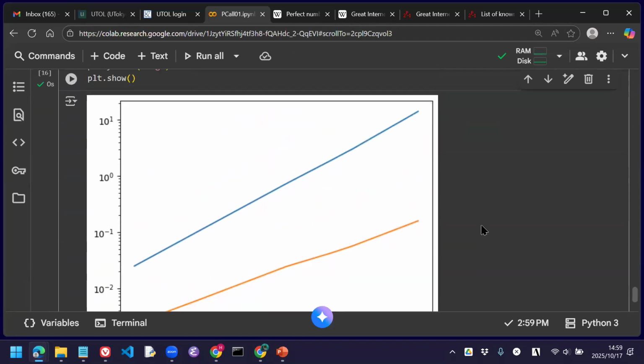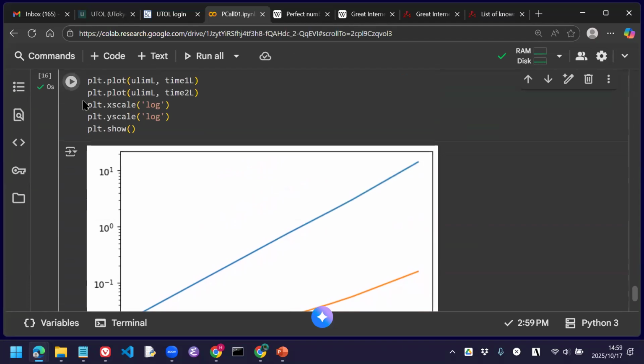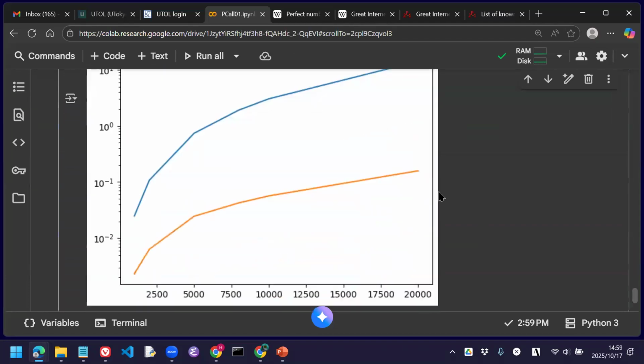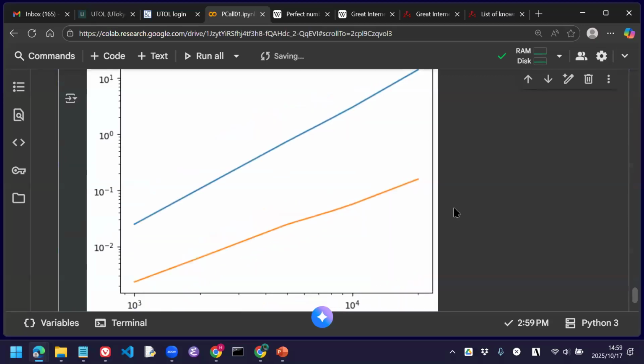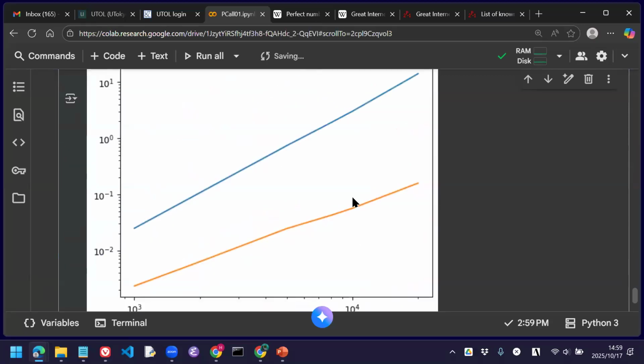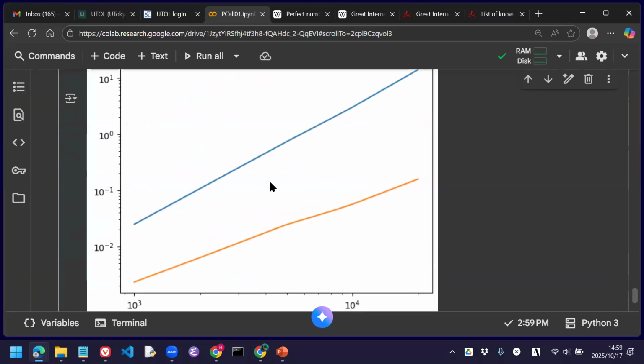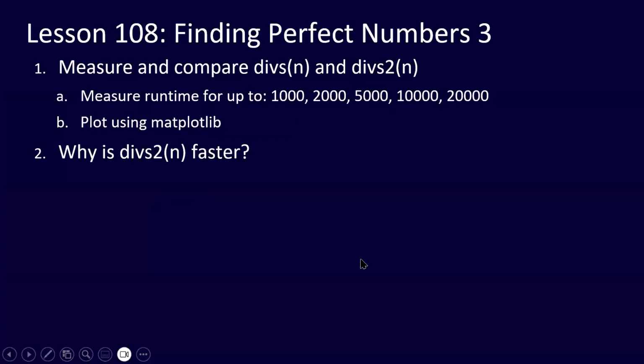Of course, you can use only one side if you want and see the difference. If you use this way, it will be like this. But anyway, the point is, they are straight lines, linear in logarithmic scale. So let's see why div2 is faster.